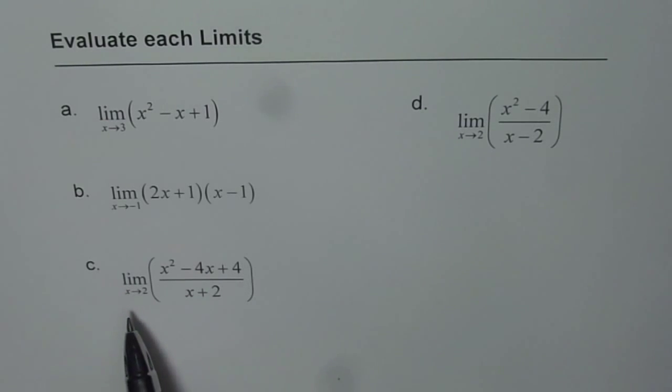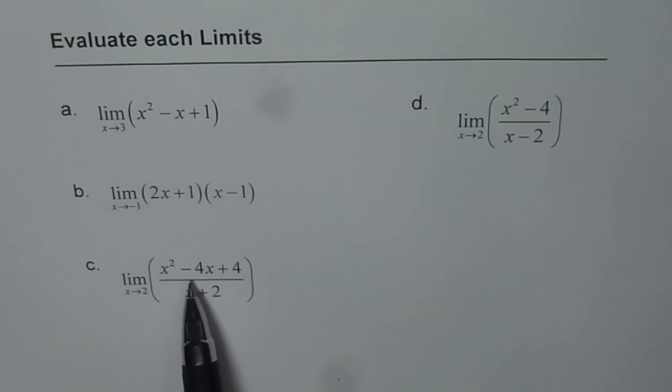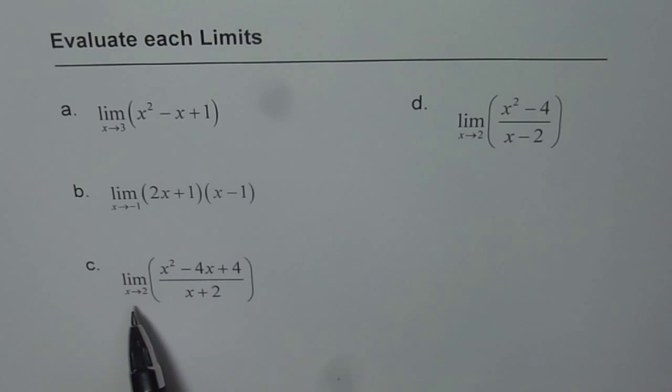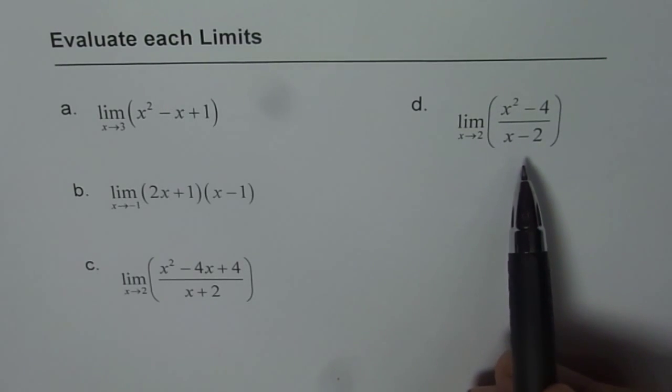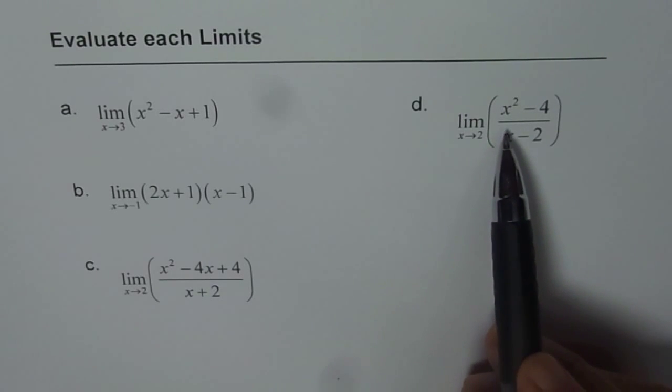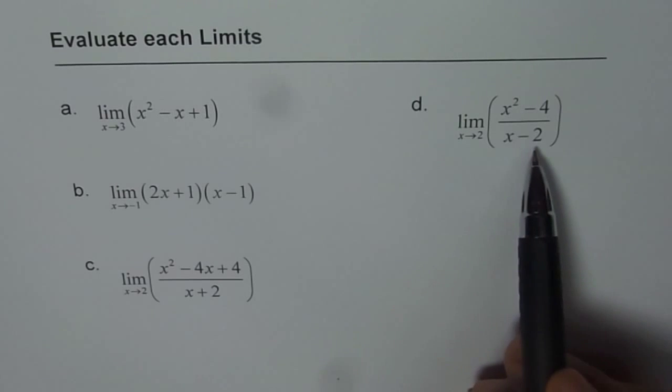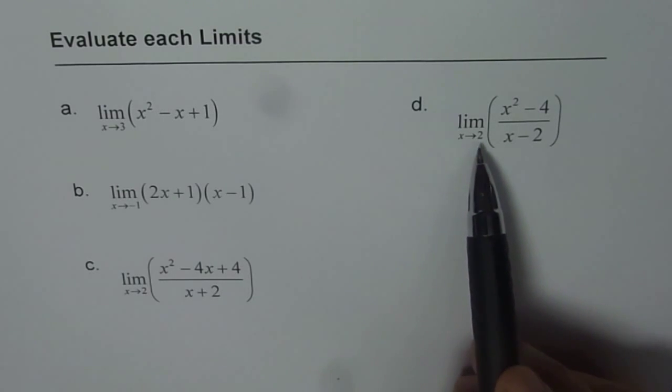The third one is a rational function where x squared minus 4x plus 4 is divided by x plus 2. We need to find the limit as x approaches 2. And the last one here is again a rational function: the limit of x squared minus 4 divided by x minus 2 as x approaches 2.